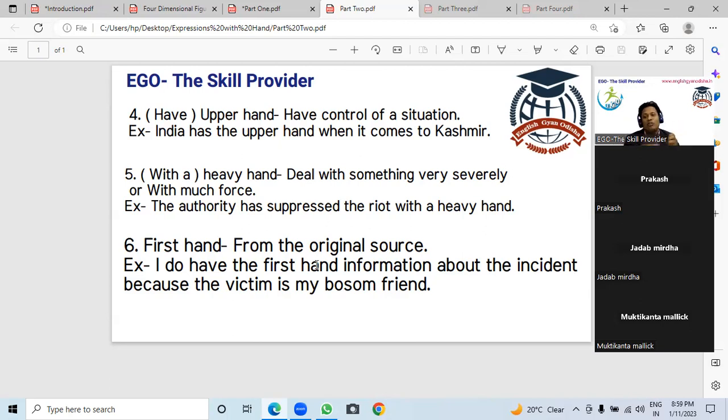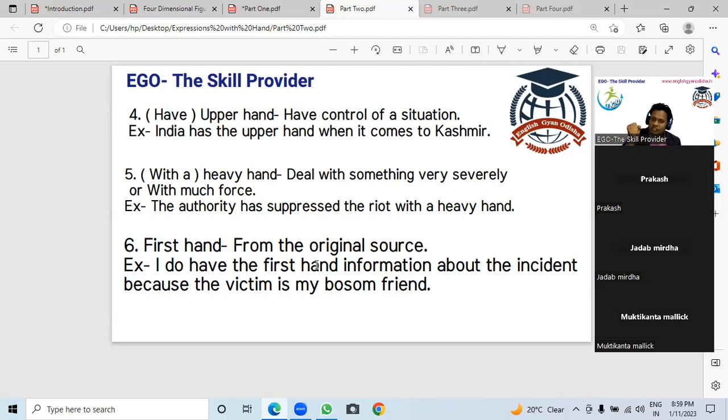Actually, you get the information from the victim. So that is something called from the original source. You can say I do have first hand information about the incident because the victim is my bosom friend. He is my best friend. So I got the first hand information.